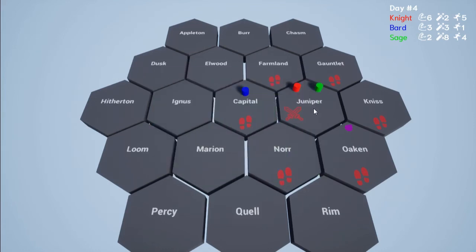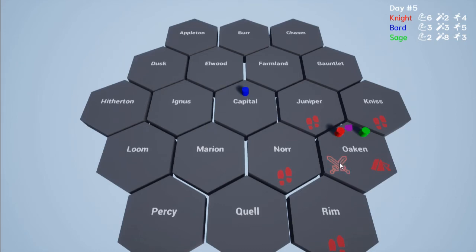So, since I have my knight and my sage, the one with highest strength and the one with highest magic, they're right near Oaken. I'm going to send both of them here, and I'm just going to have my bard get his stamina back by resting at the capital. Sage can go down there. So whatever this happens to be, I should have it covered. So it's the beginning of day 5. Let's go ahead and have these guys quest.